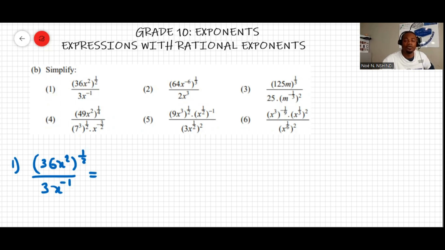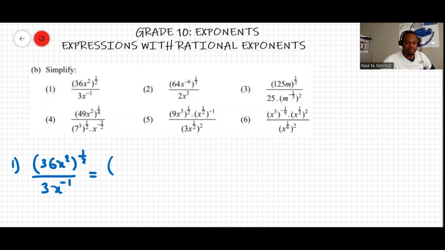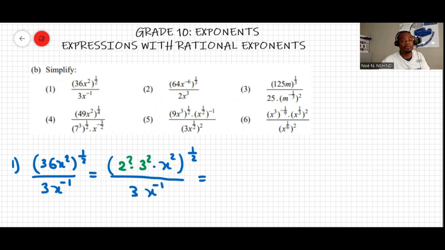Now, we can write 36 in terms of its prime factors. If I use a calculator, I'll write 36, then shift and fact, and this is equal to 2 squared multiplied by 3 squared. So this will be 2 squared multiplied by 3 squared, multiplied by x squared to the power of a half, all over 3. 3 is a prime number, so I'll leave it like that. I cannot reduce it. Times x to the -1. Remember, we only reduce numbers that are not prime numbers.